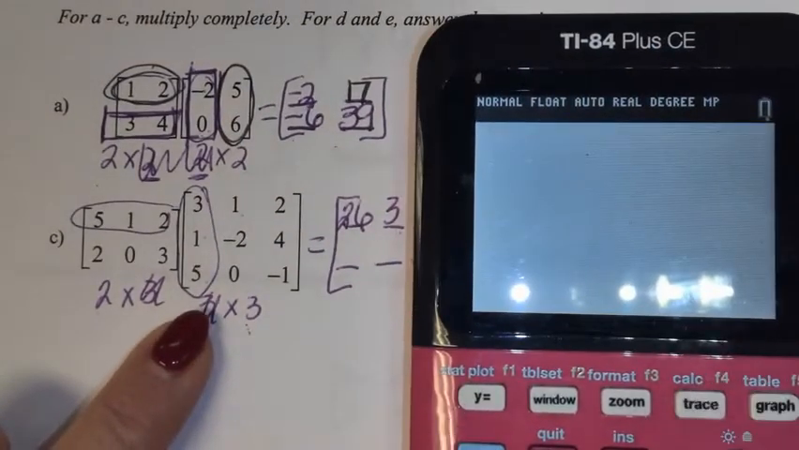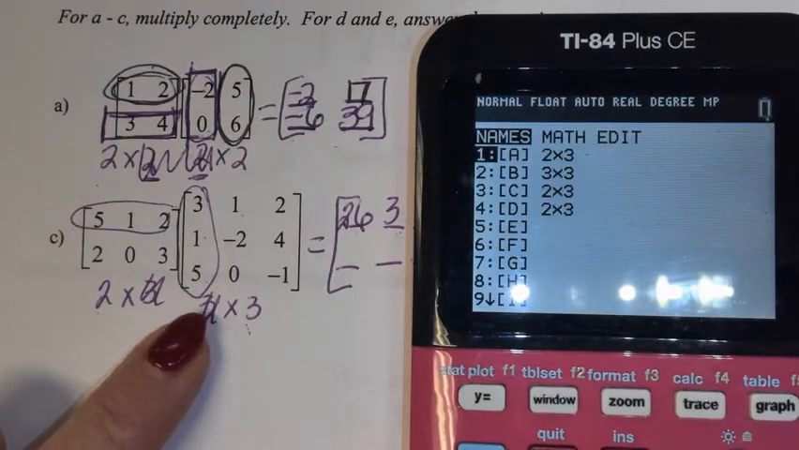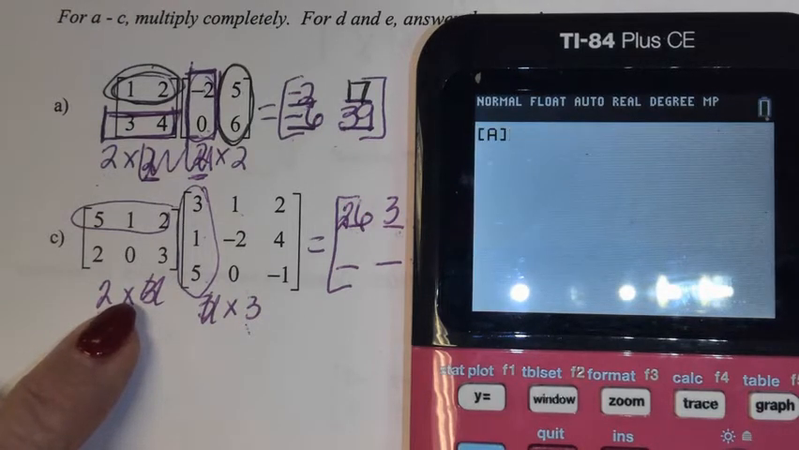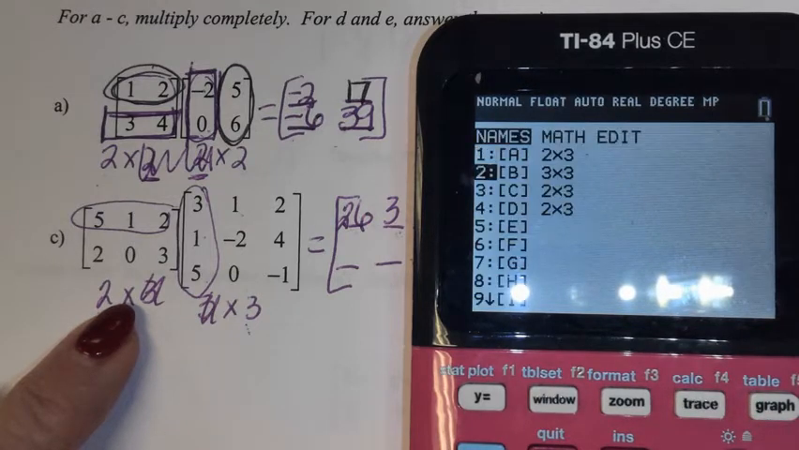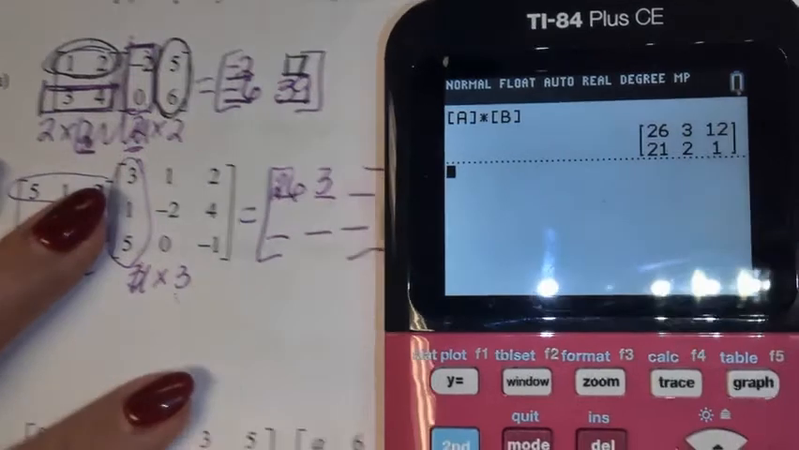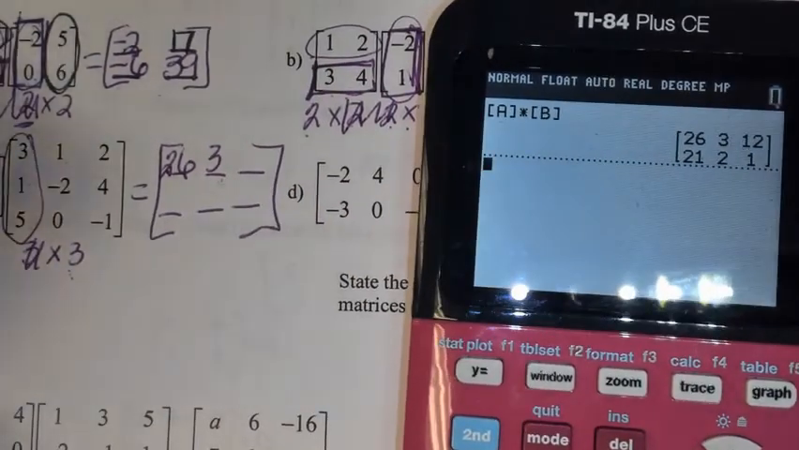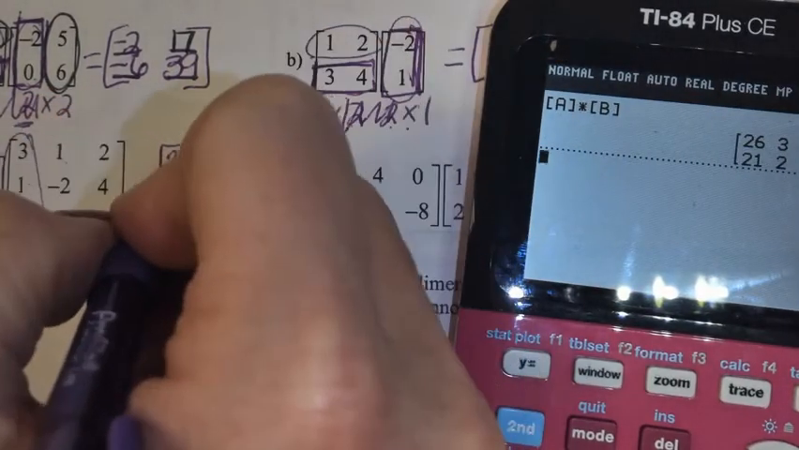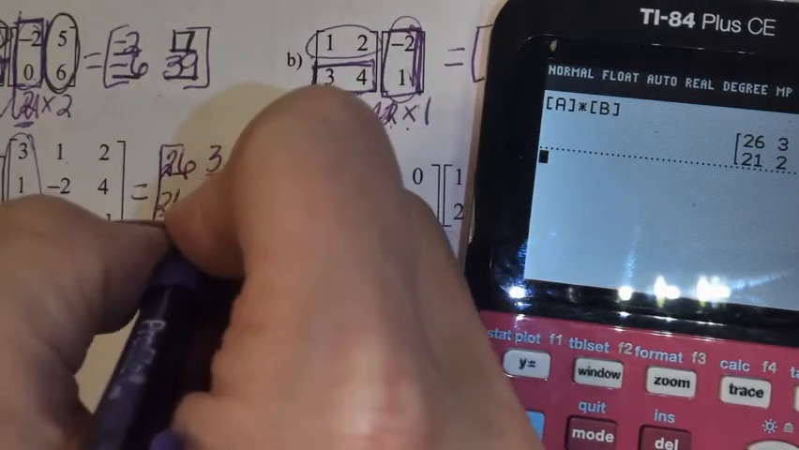And now we're going to go back to our matrix. We're going to go to get the name, matrix A. And we're going to multiply that by matrix B. We just need to get that name. And so now we're going to check our first two entries we came up with, and then it tells us what the other ones would be. So we're going to get 12, 21, 2, etc.